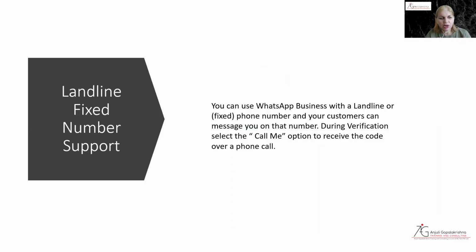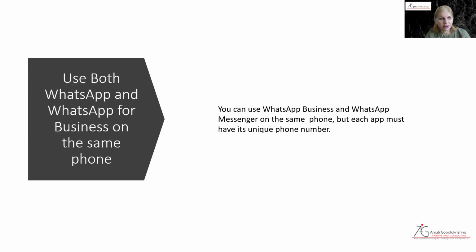I also talked about the fact that you can use a landline fixed number as a support number, and in that case you have to choose the call me option to receive the verification code over a phone call. And then I also discussed that you can use both WhatsApp personal and WhatsApp Business app on the same phone, as long as you have a dual SIM phone, or you are allocating a separate number for WhatsApp and a separate number for WhatsApp Business.